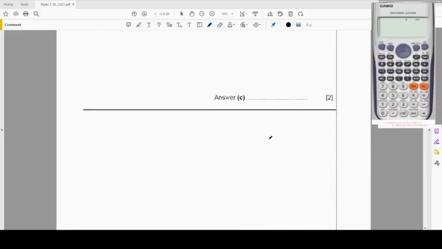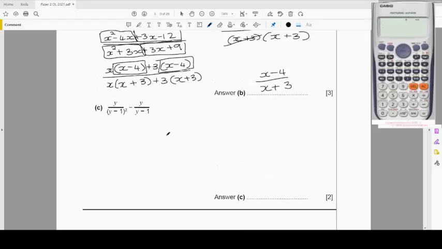Okay, C. we have y over y minus 1 squared minus y over y minus 1. So here I have two fractions that I am subtracting. Remember that whenever we want to subtract fractions, the denominators must be the same. If the denominators are not the same, then you cannot subtract the fractions. So what you always want to do is make the denominators the LCM.